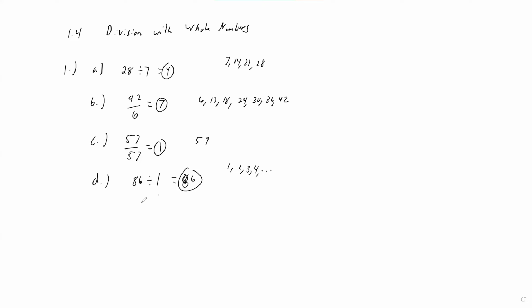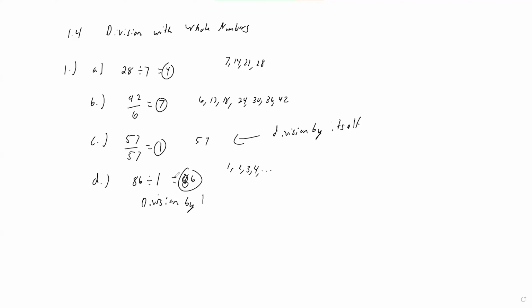So this is just called division by 1, and it's always going to be itself. This one here is called division by itself. It will always equal 1. So anything divided by itself will always give you 1.